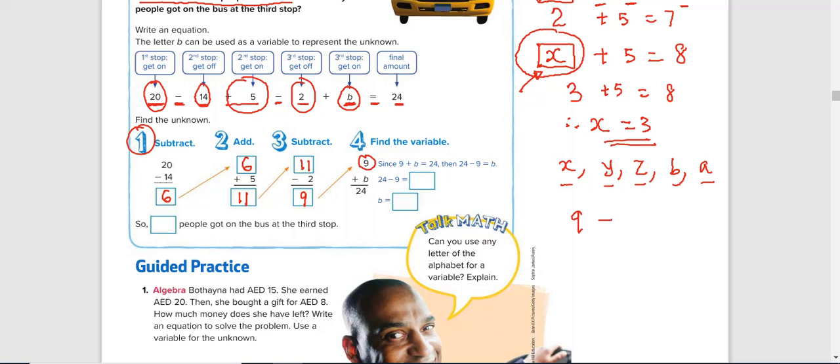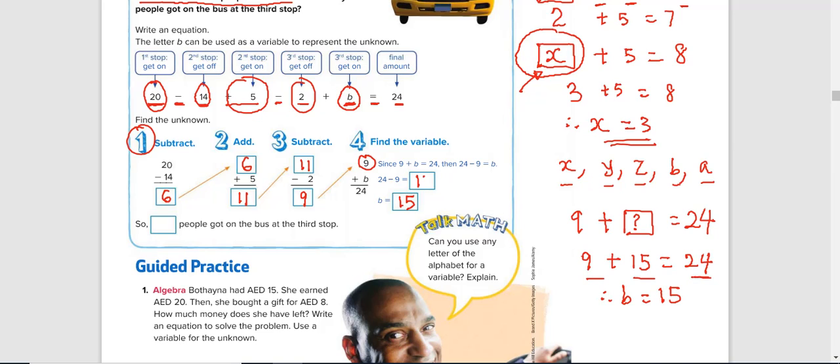So we have 9 plus b. If I put something here, equals 24. Now I ask you, what am I going to put inside this box such that when I add it to 9, the number will give me 24? If you think it can only be 15, therefore your b is 15, because 15 plus 9 will give 24. So b is 15. So 15 people got on the bus at the third stop.